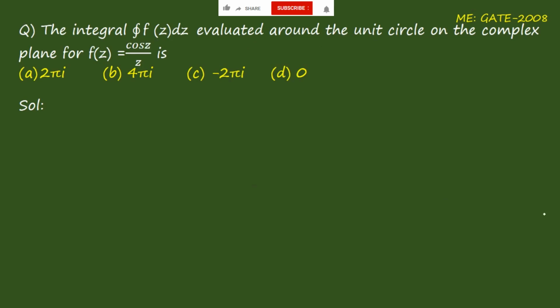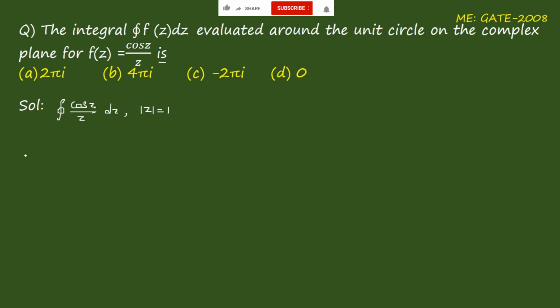Now come to the next question. The question is, evaluate the integral over a closed curve of f of z dz around a unit circle on the complex plane, for f of z equal to cos z by z. So they are asking for the integration over a closed curve of cos z by z dz, such that it is a unit circle. So it becomes mod of z is equal to 1.